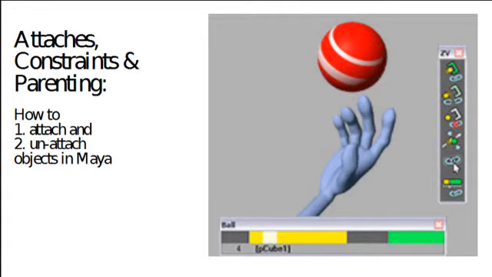So this theory lecture is about how you attach things in Maya. Attaches, constraints and parenting. It's all really the same thing. The important thing that you need to learn is how to attach things and then unattach them in Maya.